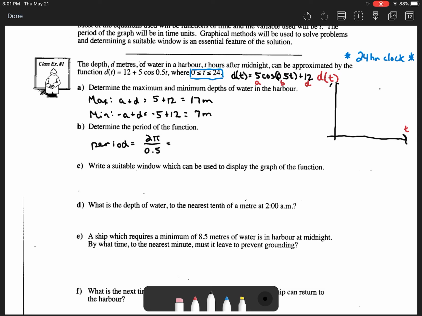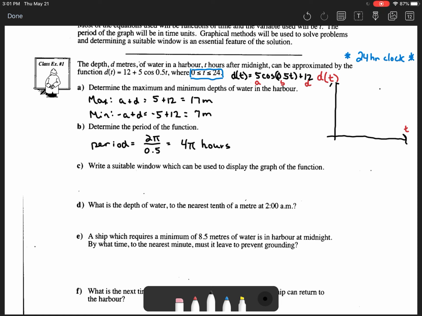So it's 2 pi divided by a half, so 1 over 2, and you multiply by the reciprocal, you will get 4 pi. So it's 4 pi, and those are hours, aren't they? Because we're talking about time here. So there's the period length. It takes 4 pi hours for this graph to do one complete cycle.